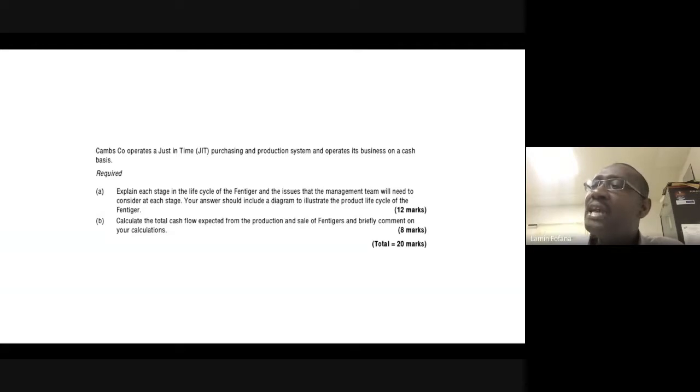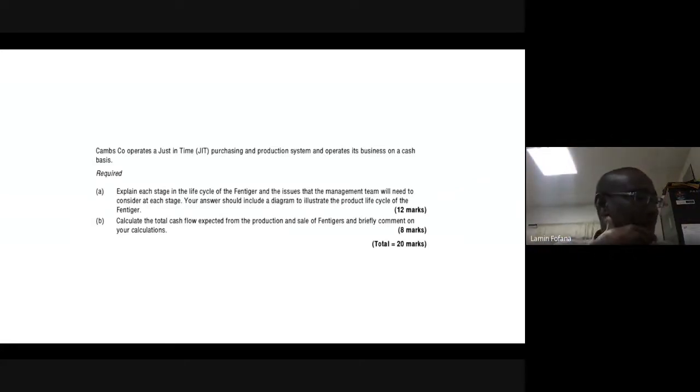After mentioning that, you also have to state how costs and revenues are going to be felt at this stage. Are we going to make any sales revenue at this stage? Are we going to incur any cost? And if you are going to incur any cost and sales revenue, try to make reference to them in the question, because this is a complete case study which was given to us.